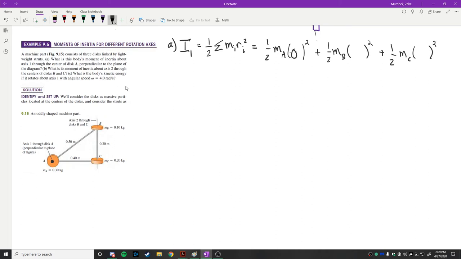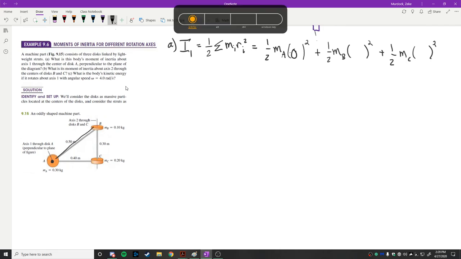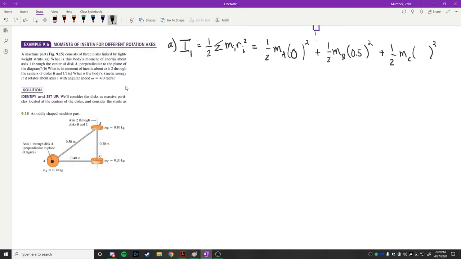Then m_B times the distance from the axis to B, so that's 0.5. And then m_C times the distance from here to here, so that's 0.4. And then we just plug numbers in. m_A is 0.3, no, we don't have to put that one in. m_B is 0.1. And then m_C is 0.2.